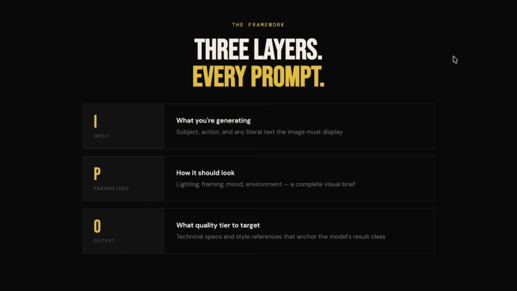The structure has three layers. I call it the IPO prompt stack. First, the input: what you're generating, subject, action, and any literal text the image needs to display. Next, parameters: how it should look, lighting, framing, mood, and environment. And finally, the output: what quality tier you're targeting, technical specs and style references that anchor the model to a specific class or result. Every image type uses all three layers. The specific questions within each layer shift depending on what you're building. A product shot needs different parameters than an illustrated thumbnail. Let me walk you through each one.